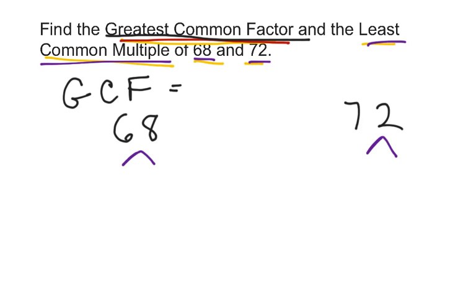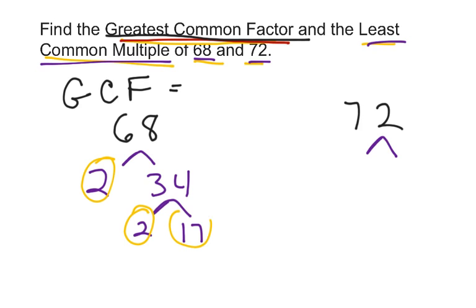So 68 can be split up as 2 times 34. We notice that the 34, when we're doing prime factorization, can also be split up because it's even. This can be split up into 2 times 17. So now we have the prime factorization of 68.